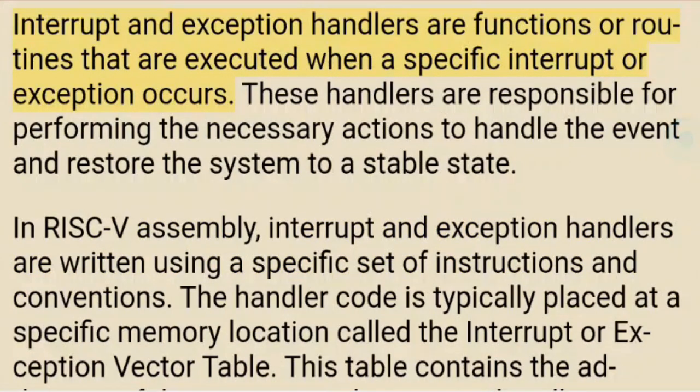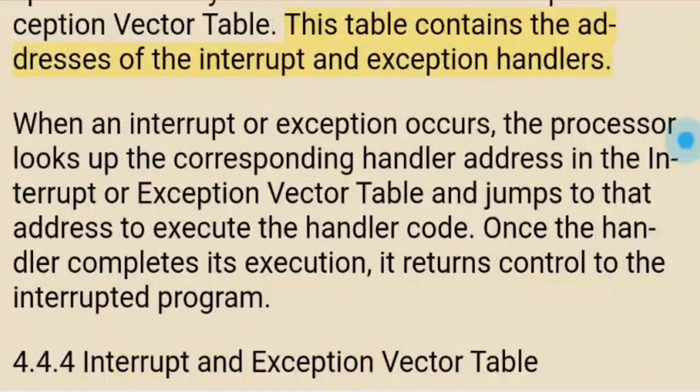4.4.3 Interrupt and exception handlers. Interrupt and exception handlers are functions or routines that are executed when a specific interrupt or exception occurs. These handlers are responsible for performing the necessary actions to handle the event and restore the system to a stable state. In RISC-V assembly, interrupt and exception handlers are written using a specific set of instructions and conventions. The handler code is typically placed at a specific memory location called the interrupt or exception vector table. This table contains the addresses of the interrupt and exception handlers. When an interrupt or exception occurs, the processor looks up the corresponding handler address in the interrupt or exception vector table and jumps to that address to execute the handler code. Once the handler completes its execution, it returns control to the interrupted program.